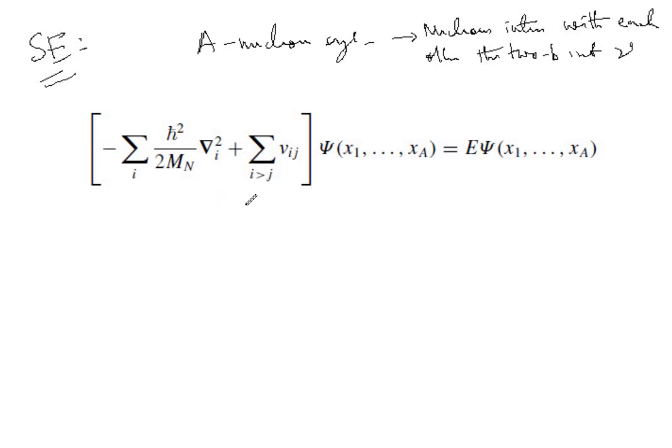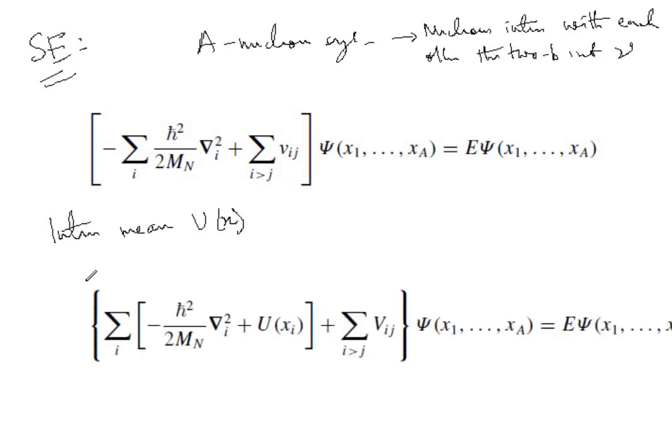Now I have introduced a mean field U(x). Let us now introduce the mean field U(x), and as a result I will write the same Schrodinger equation, now a little bit different, like this. I am writing the same Schrodinger equation, but here I have introduced the mean field. And V is basically the residual interaction.